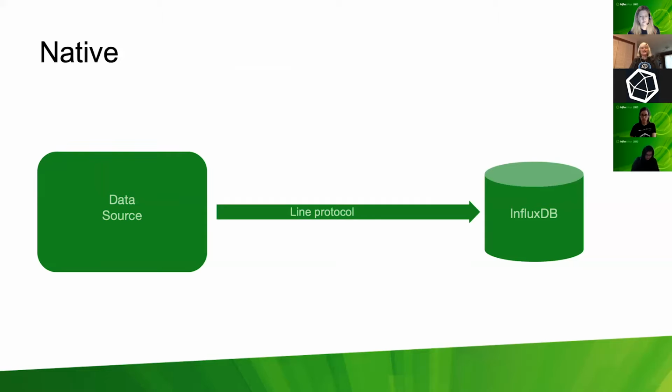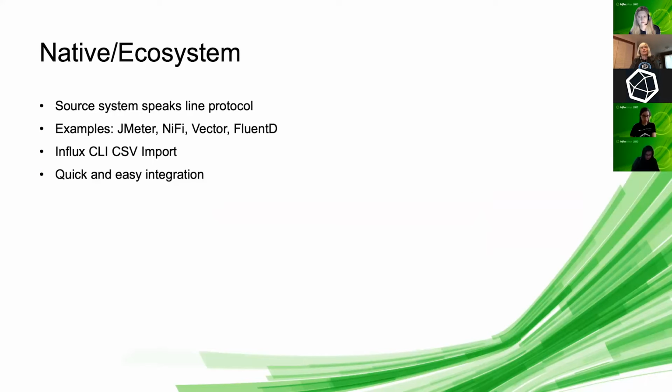The last approach is native, where your data source takes care of generating the line protocol directly to send data into the InfluxDB. So line protocol, if you're not familiar with it, is a text-based format for writing data into the Influx database. And so there are a variety of products that just generate that directly itself. So for example, JMeter, FluentD, the Influx command line interface for CSV import is generating it. So if this is supported, this can be a pretty easy integration approach.